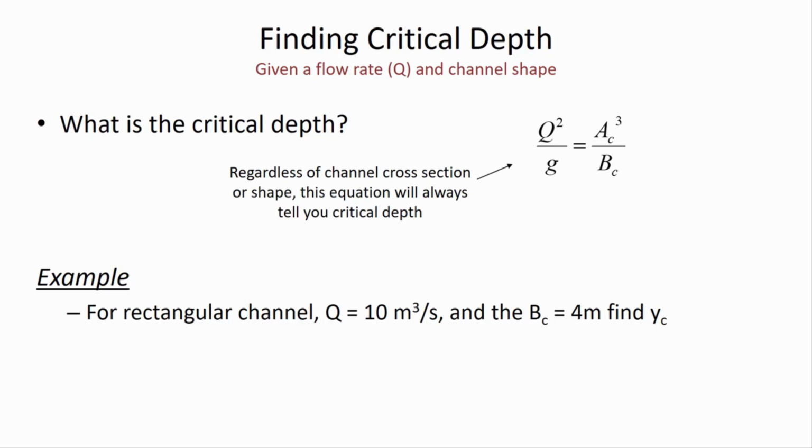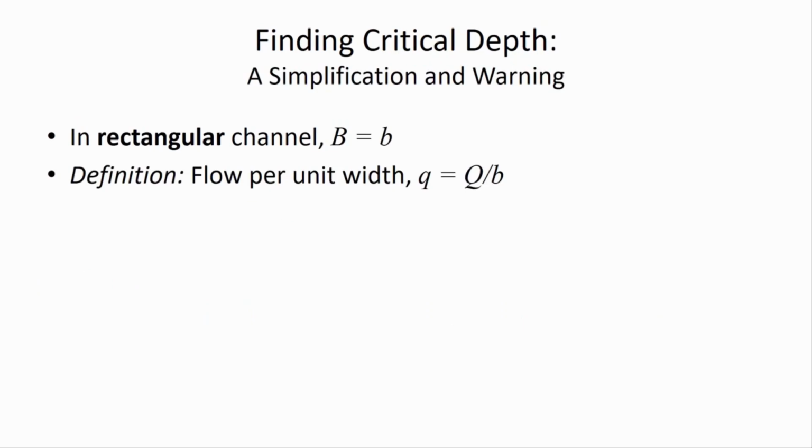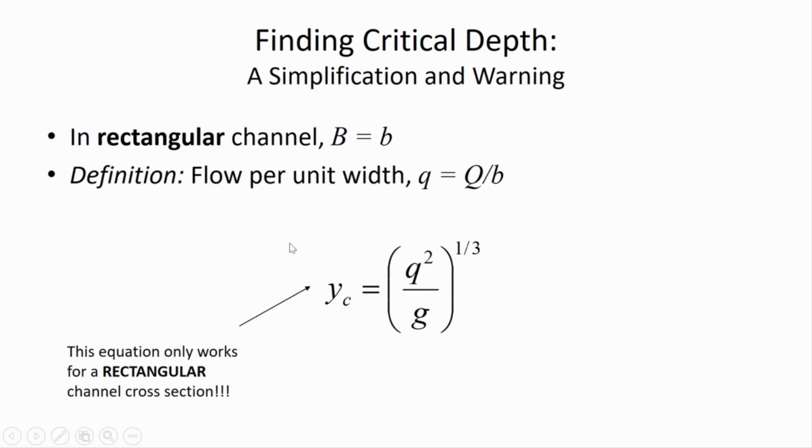That is the full-blown equation for it, but here is a simplified way to find the critical depth only if you have a rectangular channel. If you have a rectangular channel, meaning that the top width and the bottom width are the same, then you can calculate something known as the flow per unit width. That's what the lowercase q means: the overall flow rate Q divided by the channel width. And this formula can be used to find the critical depth only in a rectangular channel cross-section.